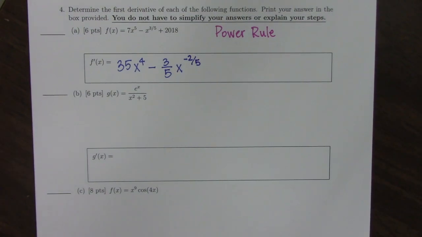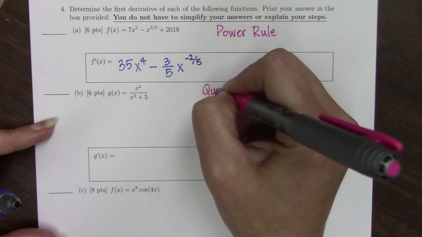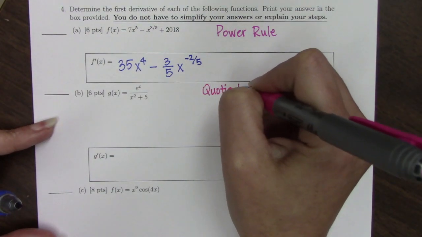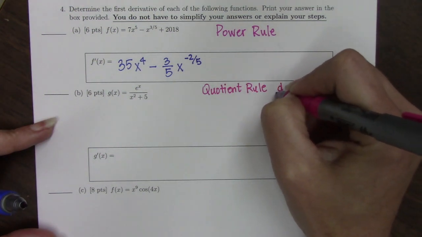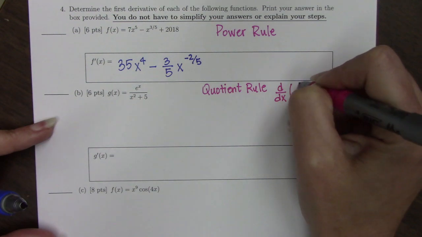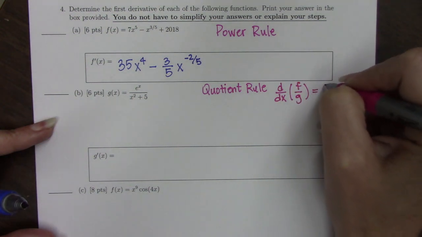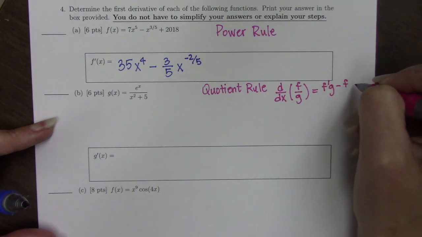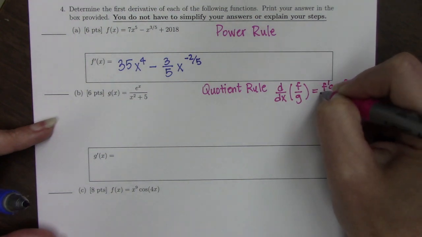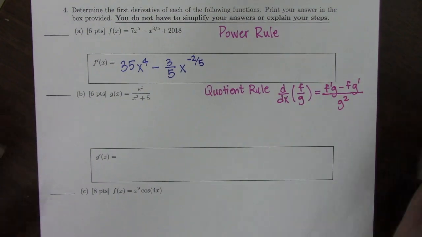For the next problem, I can see that I have a rational expression. So I'm going to use the quotient rule. And the quotient rule says the derivative of a quotient is the derivative of the numerator times the denominator minus the numerator times the derivative of the denominator over the denominator squared.